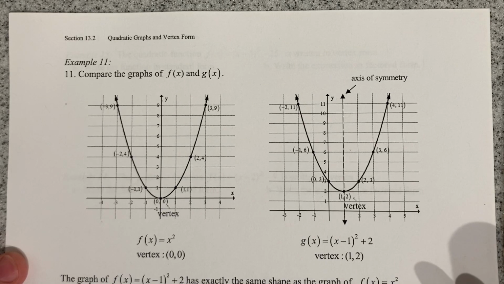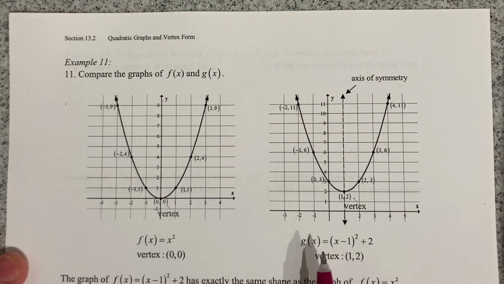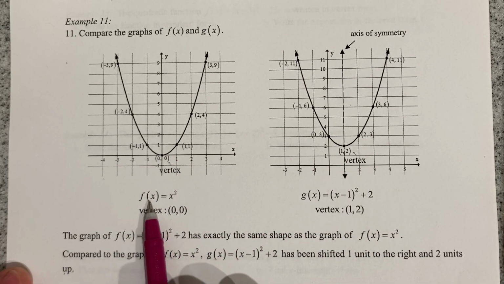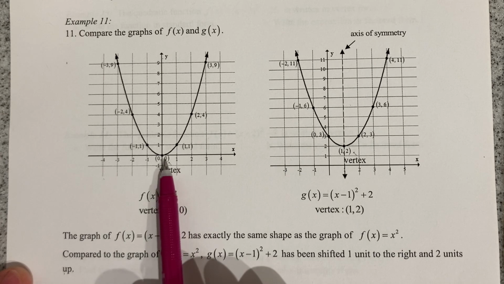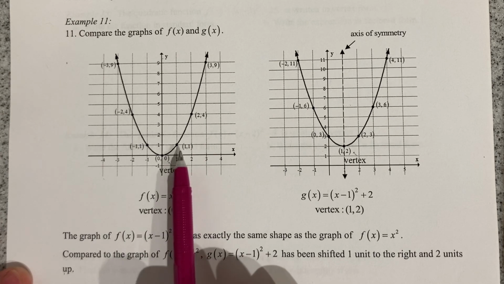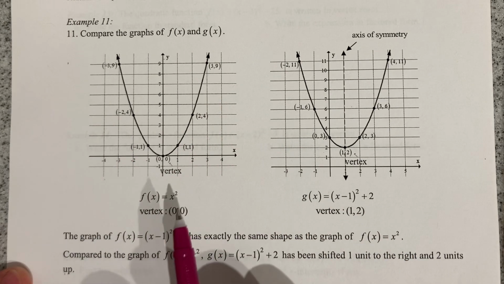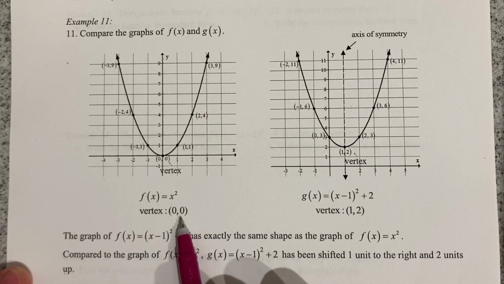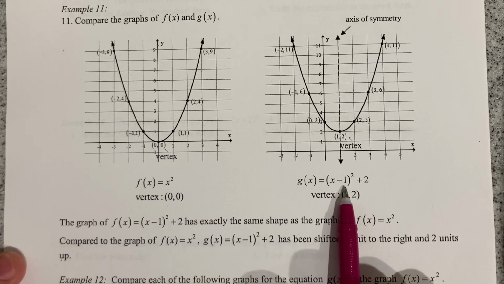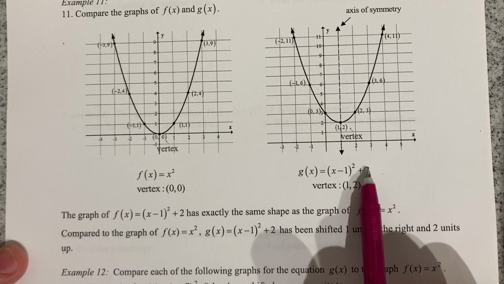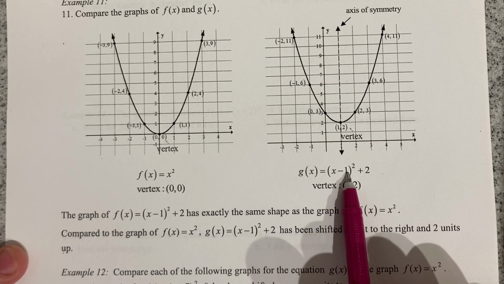Another way to look at vertex form that we're going to talk about on this page is to think of it as moving the graph around. So let's compare these two graphs. This first one is f of x equals x squared. Each point represents, like, 1 squared is 1, 2 squared is 4. It's a nice parabola. The vertex of this is at 0, 0. So let's see what happens when we put it in vertex form, but with some different numbers here.